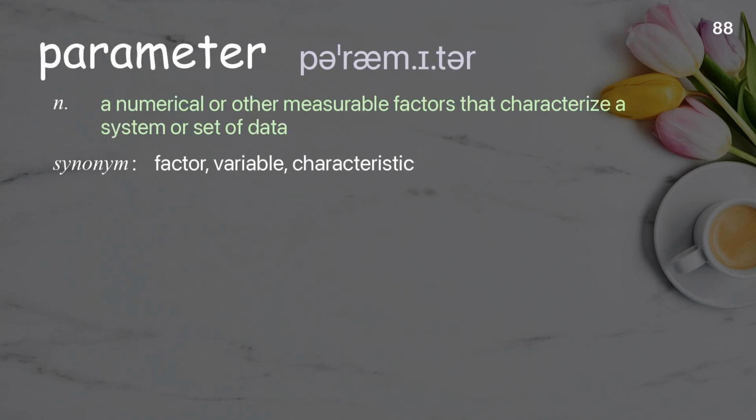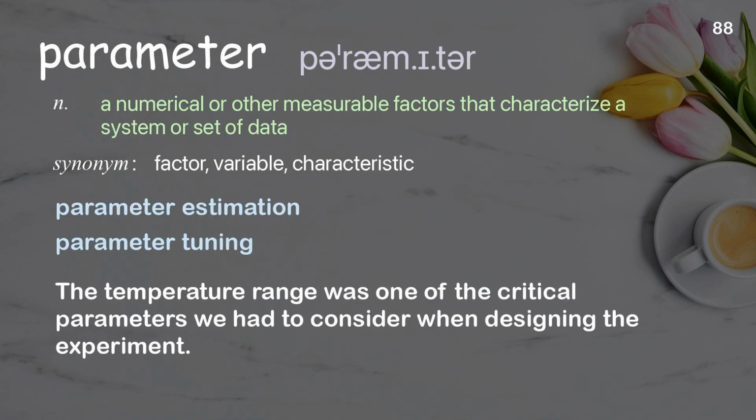Parameter: A numerical or other measurable factor that characterizes a system or set of data. Examples: Parameter estimation. Parameter tuning. The temperature range was one of the critical parameters we had to consider when designing the experiment.